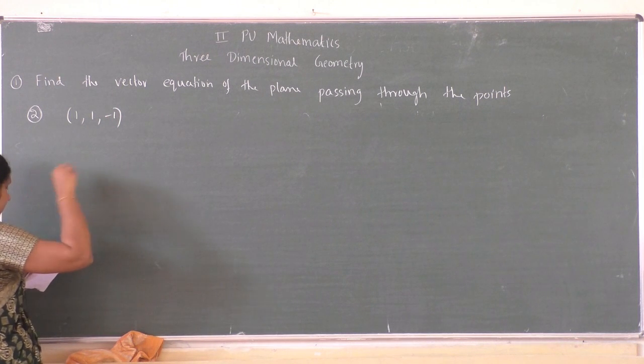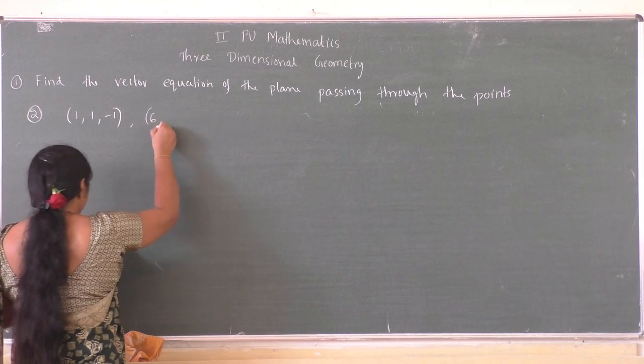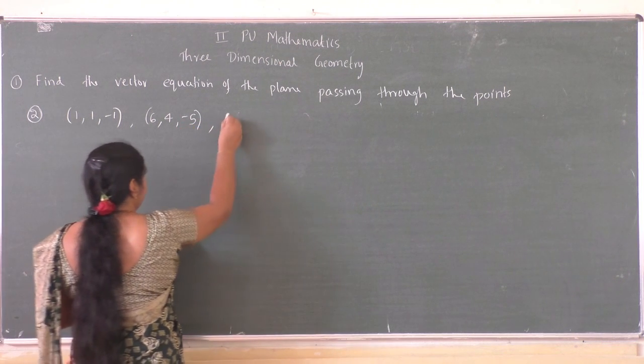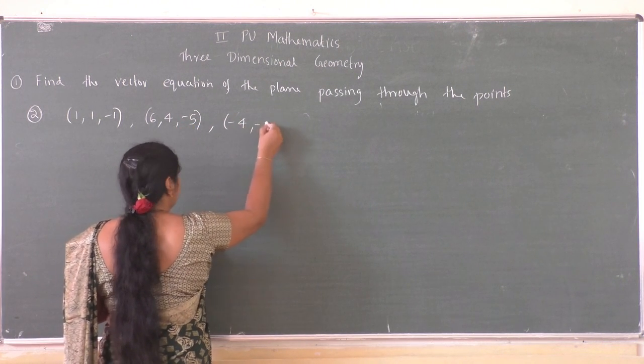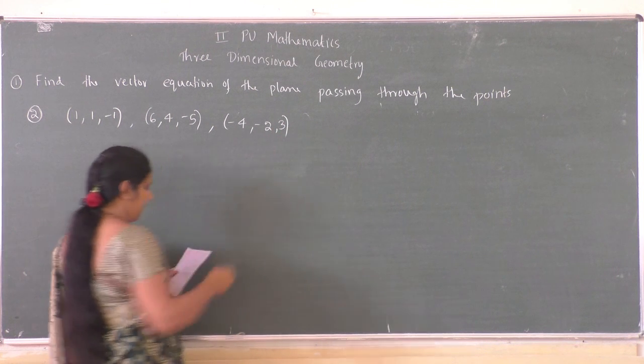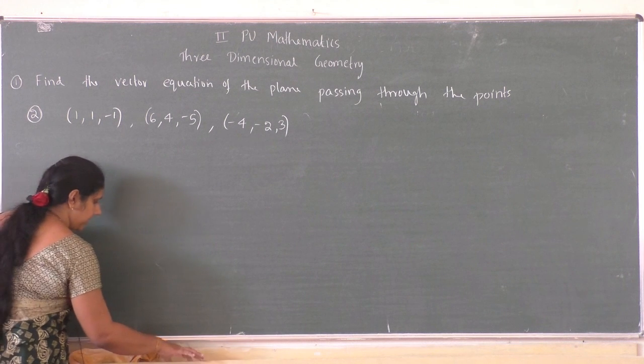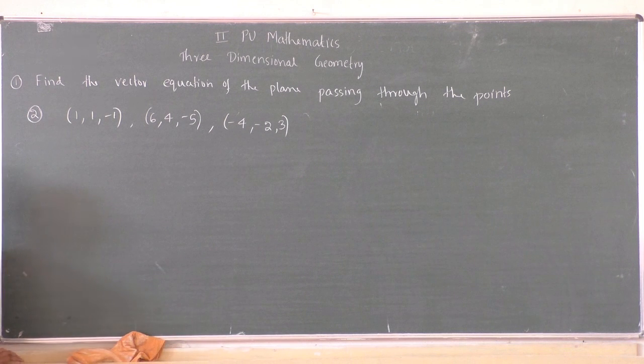1, 1, minus 1; 6, 4, minus 5; minus 4, minus 2, 3. First we have to find the direction ratios. If the direction ratios are proportional, then they are collinear, otherwise they are non-collinear.